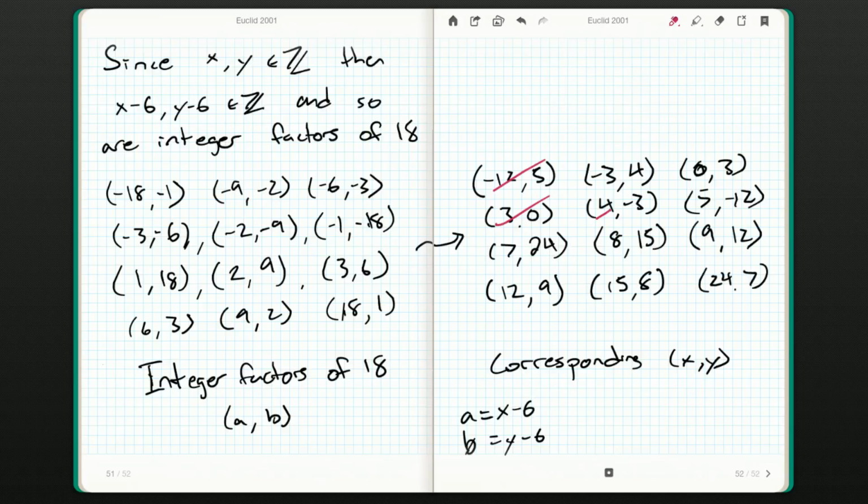So these ones are out, and we'll just explain why. The side lengths need to be positive. So we have 6 pairs here. Really, we only have 3 because we sort of doubled up.